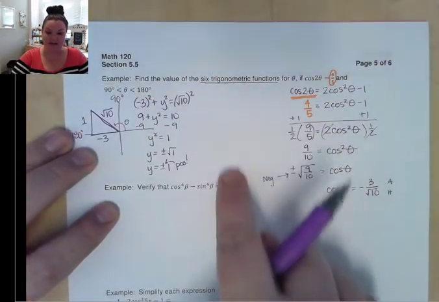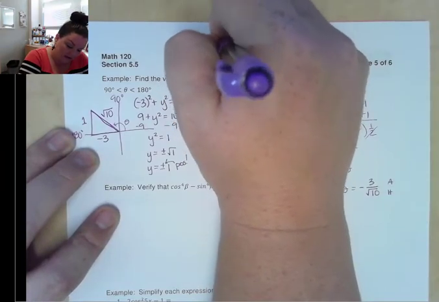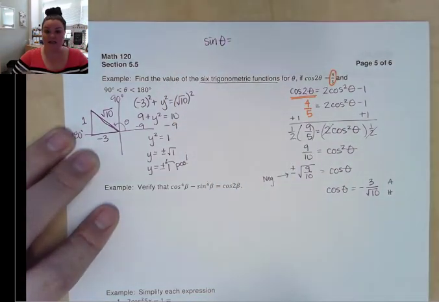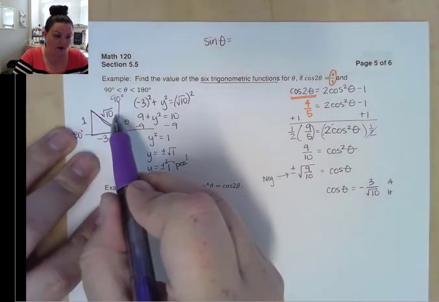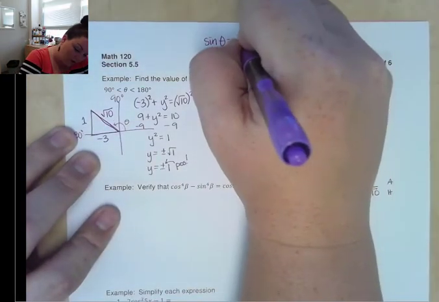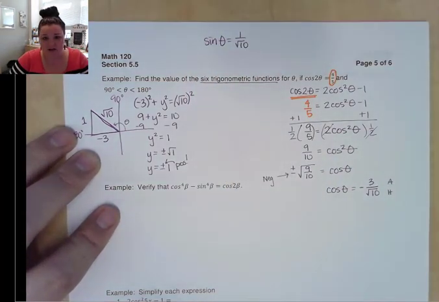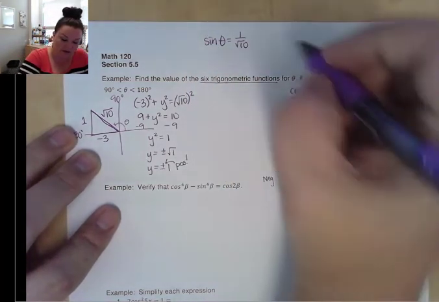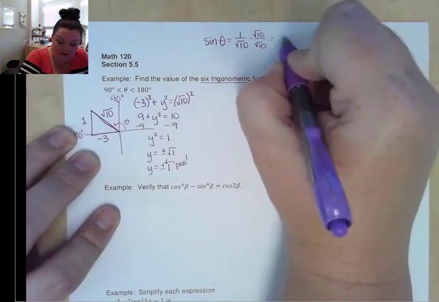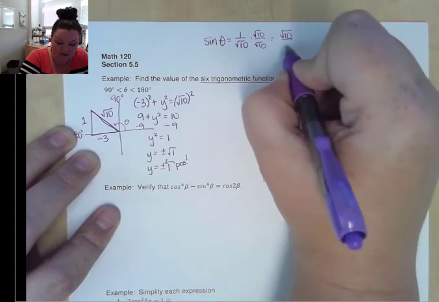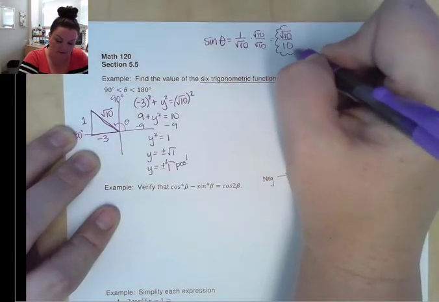And I'm just going to kind of write it down the middle here because I ran out of room. So we know that sine of theta, sine is opposite over hypotenuse. So opposite over hypotenuse is going to be 1 over the square root of 10. And then this book is going to have us rationalize the denominator. So if I multiply by the square root of 10 over the square root of 10, that's going to give me the square root of 10 over 10 for my sine value, right?